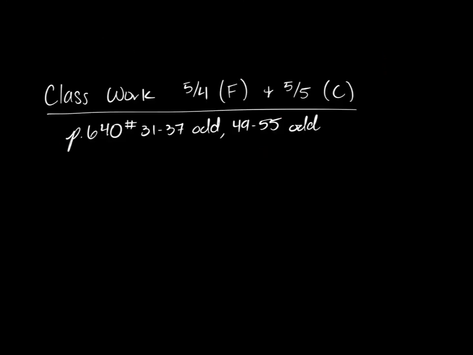So the classwork is do the 4th for F block and the 5th for C block. It's page 640, numbers 31 to 37 odd, and 49 to 55 odd. And do not forget that test 20 will be on next Monday, for those of you not taking AP Bio. All right. Also on Wednesday, we'll be doing the Algebra 2 preparedness test that we took at the beginning of the year. So it's very important you do not miss that.